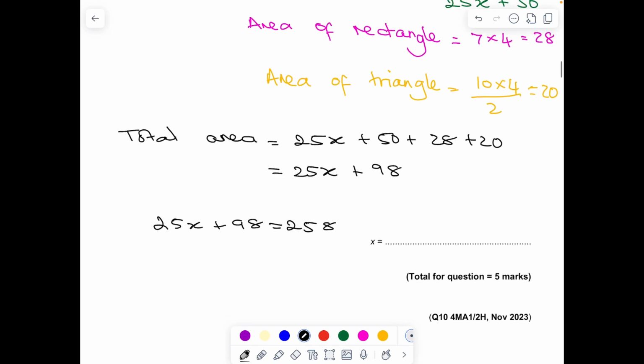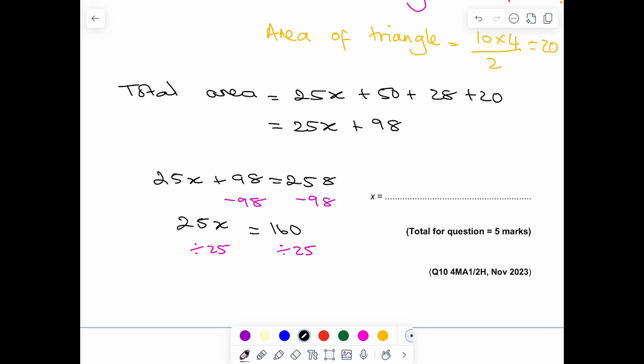And I can solve that. I take away 98 from both sides. And that gives 25x equals 160. And then I divide by 25 on both sides to give me that x is 6.4. Okay, a lot to do for 5 marks, but I think you could have started that. But I think a lot of you got scared with the algebra.